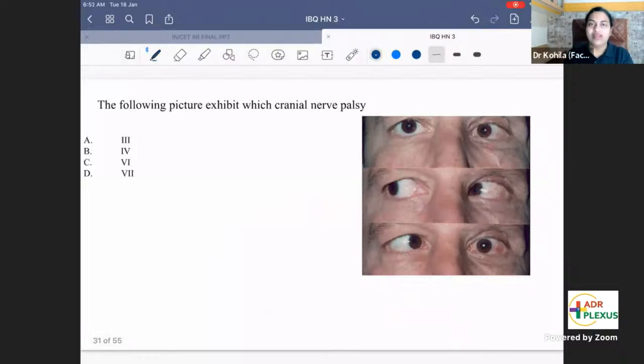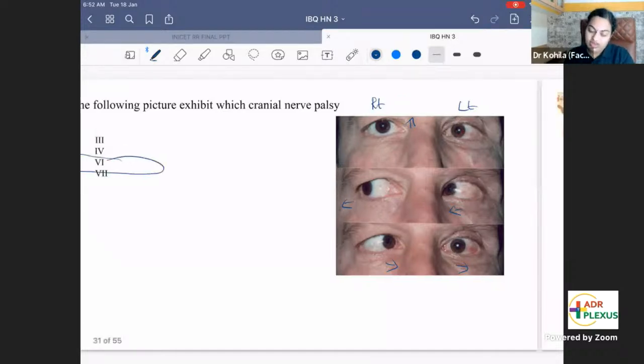Okay, as I told in the beginning of the session, there'll be definitely one question on extraocular muscle palsy, right? The following picture exhibits which cranial nerve palsy? So this is the right eye, this is the left eye. Which eye is normal? The right eye is able to see up, see out, and see in. But here the problem is with the left eye. The patient is not able to abduct his left eye. Again, injury to the abducent nerve.